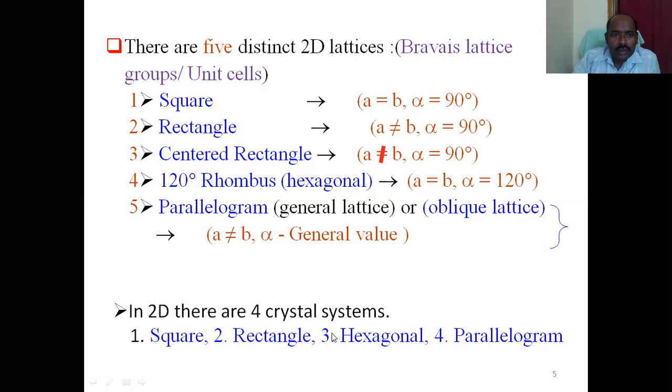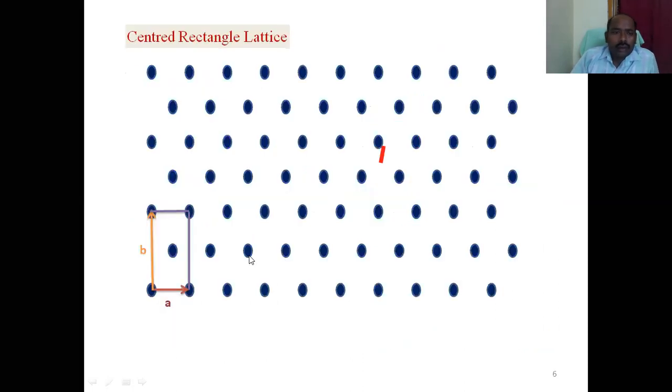So we see next. Here I am illustrating. The geometrical shape of the simple rectangle is what we are observing here. But the centered rectangle is the same thing with an additional point at the center. The geometrical shape of the rectangular lattice is a rectangle, and the geometrical shape of the centered rectangle is again a rectangle. Therefore, these two come into the same crystal system, the rectangular crystal system in 2D. So there are four crystal systems in 2D and five Bravais lattices, or five different unit cells, in the two-dimensional lattice.